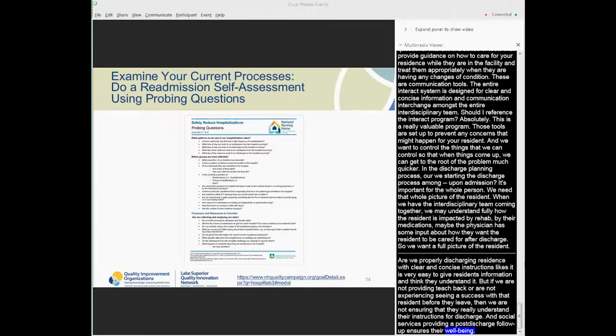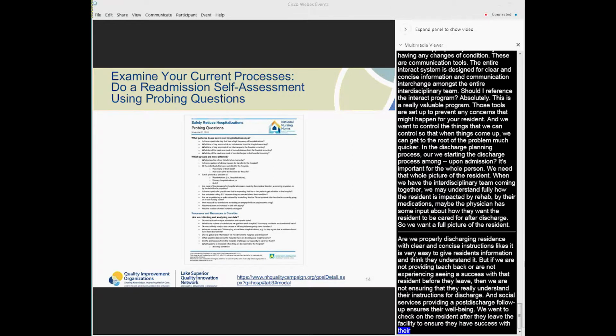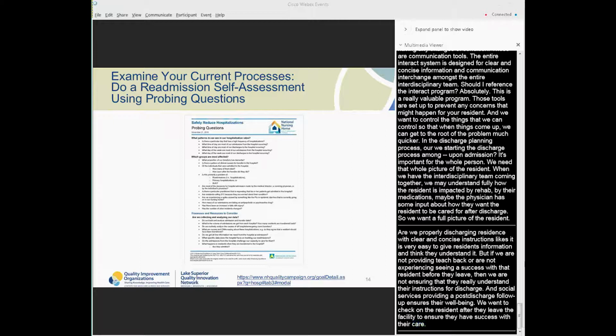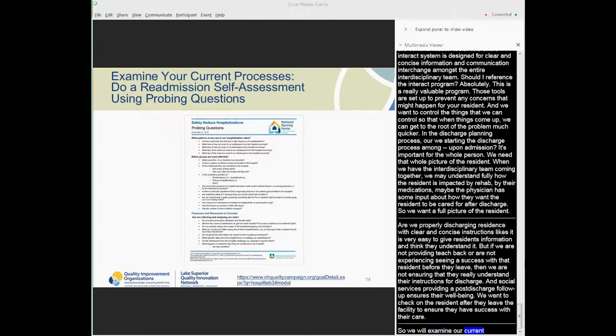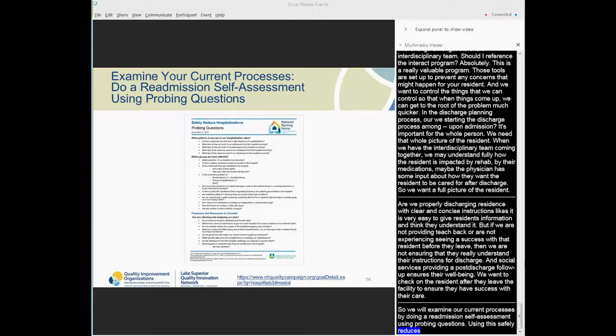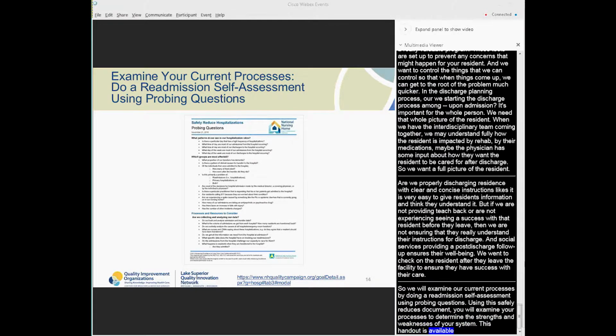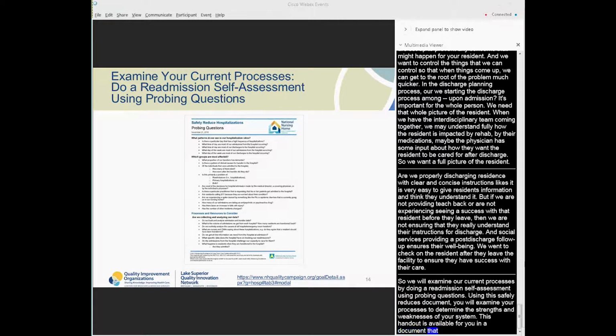Okay. So we're going to examine our current processes by doing a readmission self-assessment using probing questions. Using this Safely Reduce Readmissions Probing Questions document, you're going to be examining your processes to determine the strength and weakness of your system. This handout is available for you in the documents that we're going to make available. And we're going through this process to determine what are the problems or areas needing improvement.